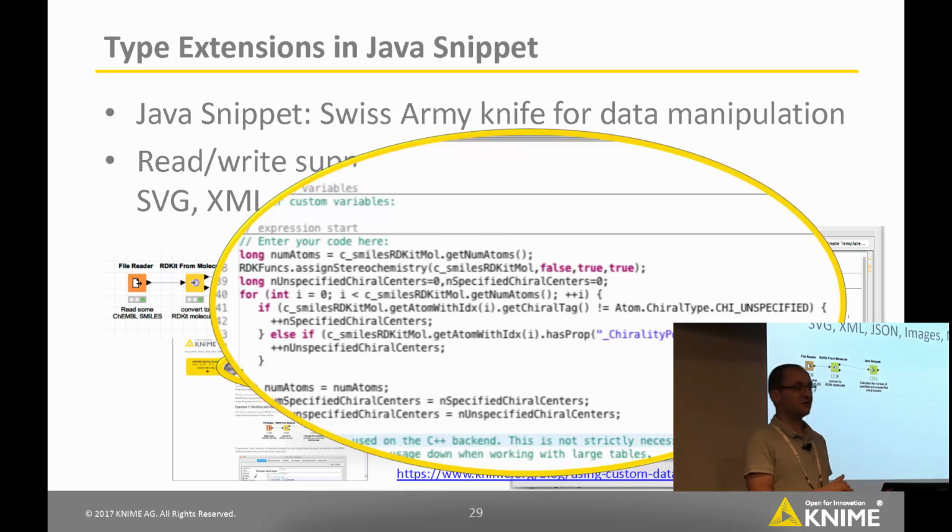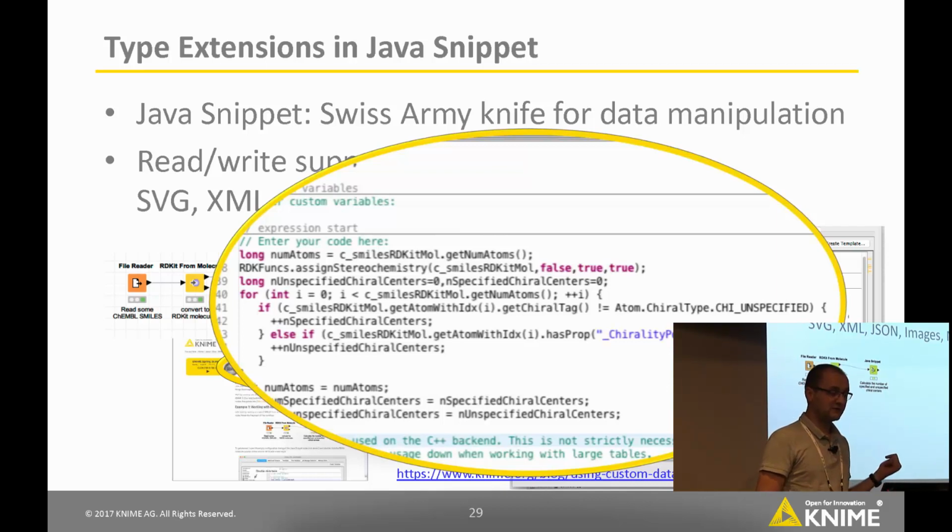Also, a bit more work has been done on the Java Snippet. Java Snippet is one of the scripting nodes that you find in KNIME. If you can't find a node that solves a particular problem, Java Snippet may often make your workflow a bit smaller, but otherwise, often you can also avoid it. So if you're not a Java fan, that's completely fine.